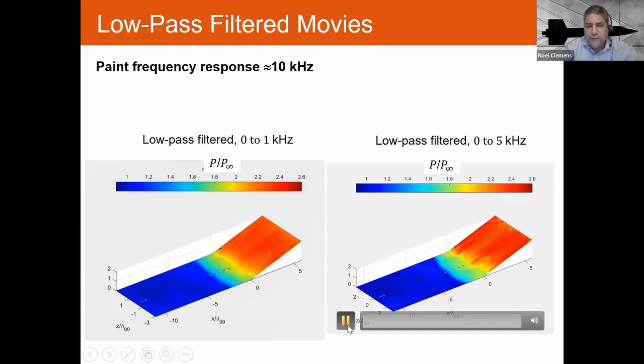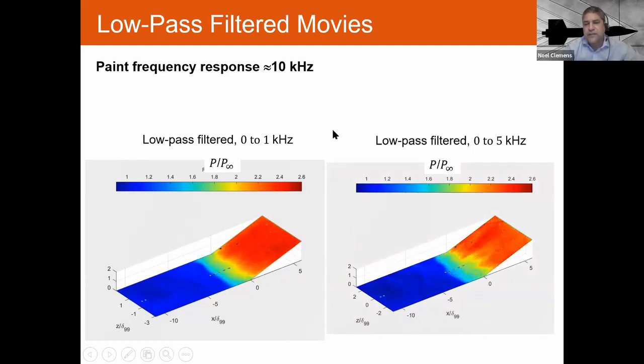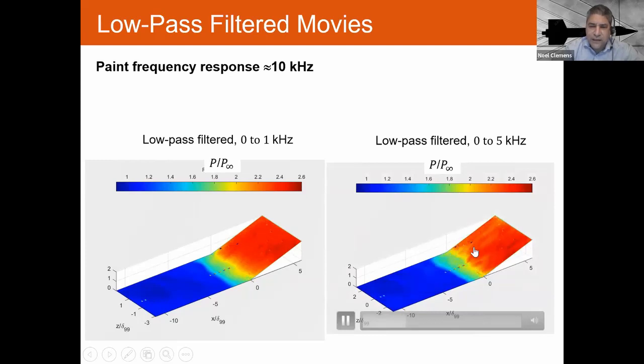And then we go to a higher frequency low pass, and so this is 0 to 5 kilohertz, and now you start to see the presence of these streamwise structures, likely the formation of these Görtler vortices, and they do seem to participate a lot in the reattachment unsteadiness.